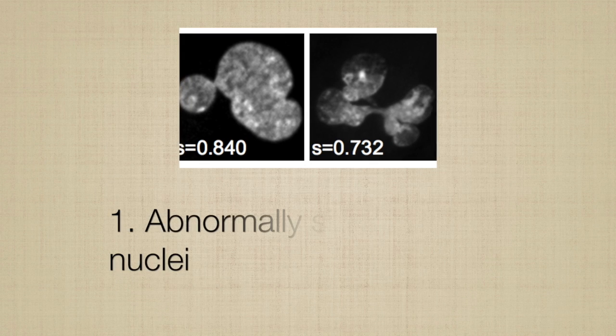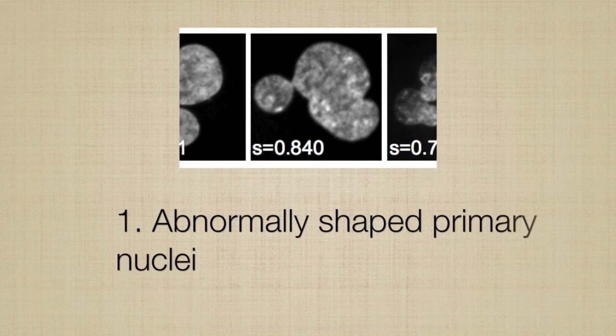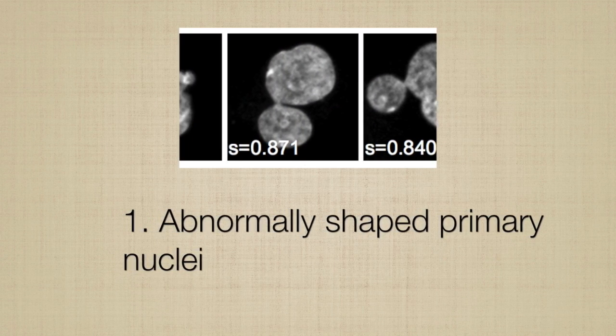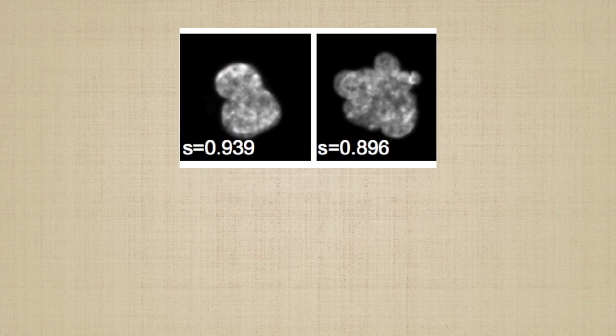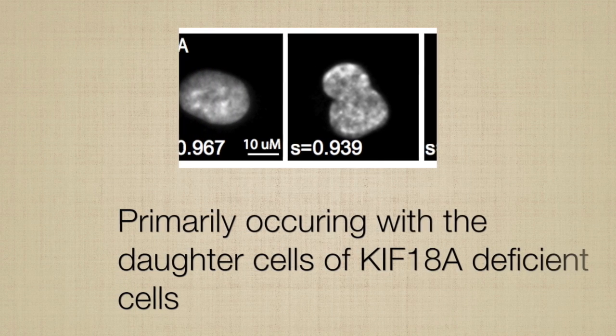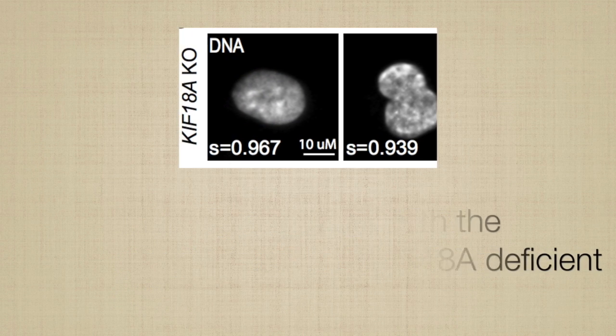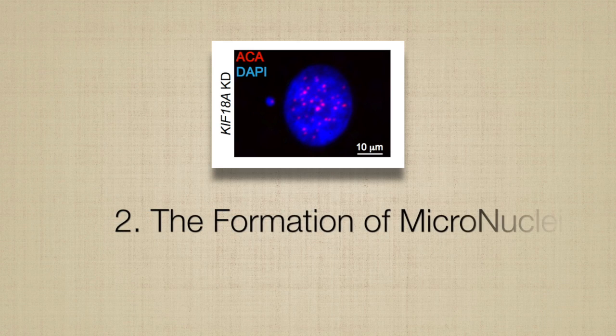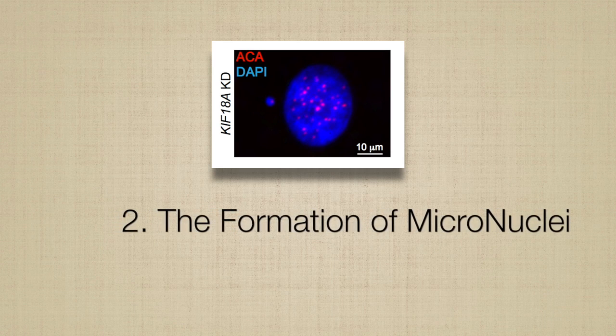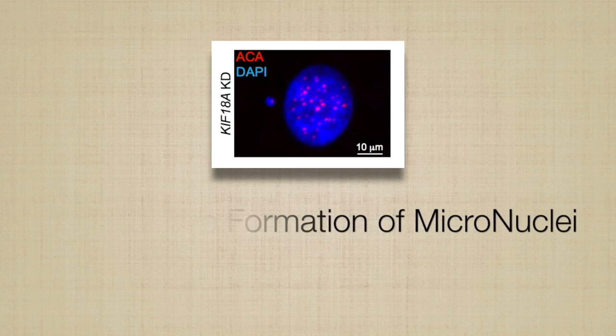For one, the nuclei of the KIF18A deficient cells are abnormally shaped. The nuclear envelope is normally round, but these cells are rigid and bent. This will primarily occur within the daughter cells. Secondly, these deficient cells will begin to form micronuclei, as seen by the small DAPI-stained dot to the left of the primary nuclei.